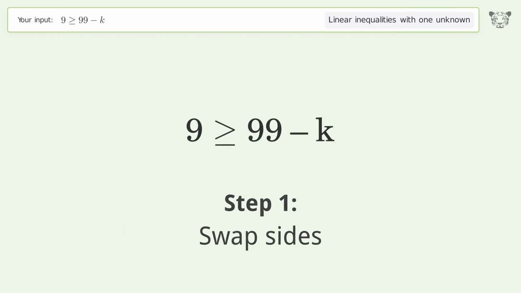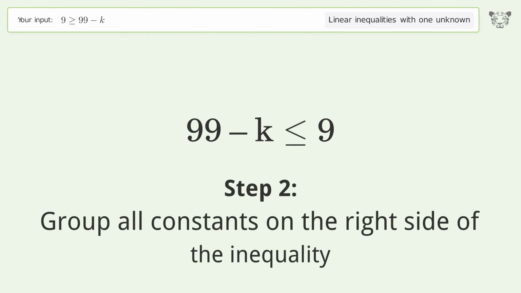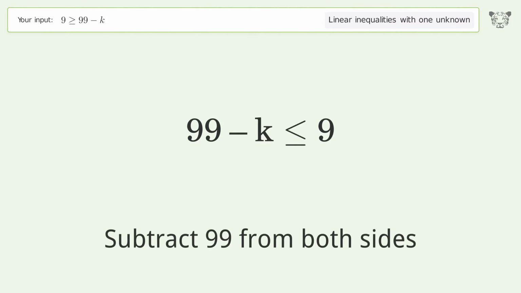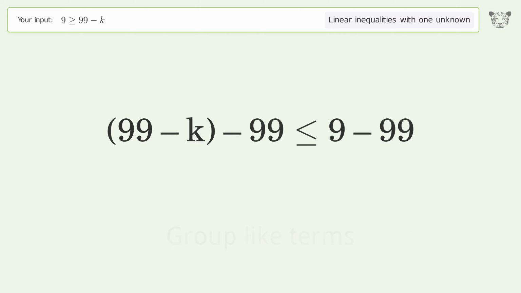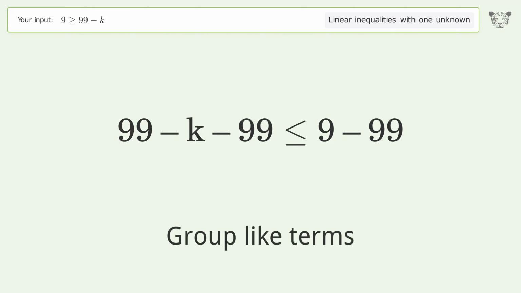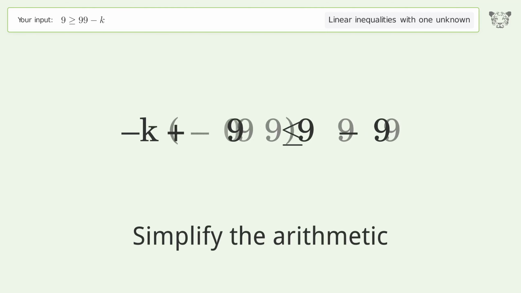Swap sides. Group all constants on the right side of the inequality. Subtract 99 from both sides. Group like terms. Simplify the arithmetic.